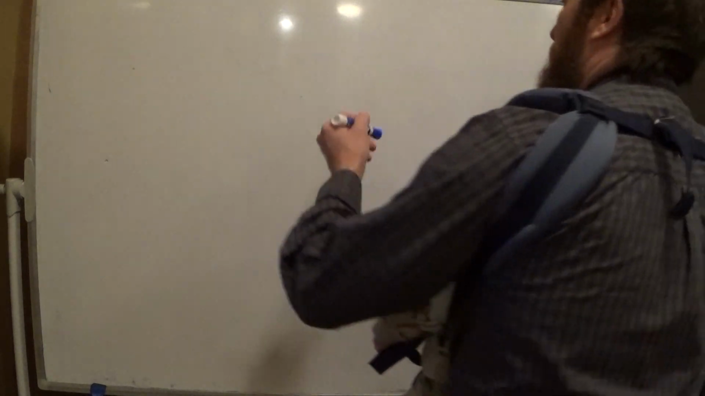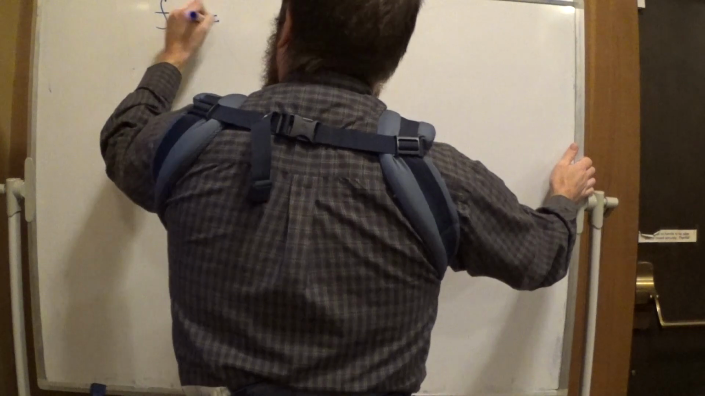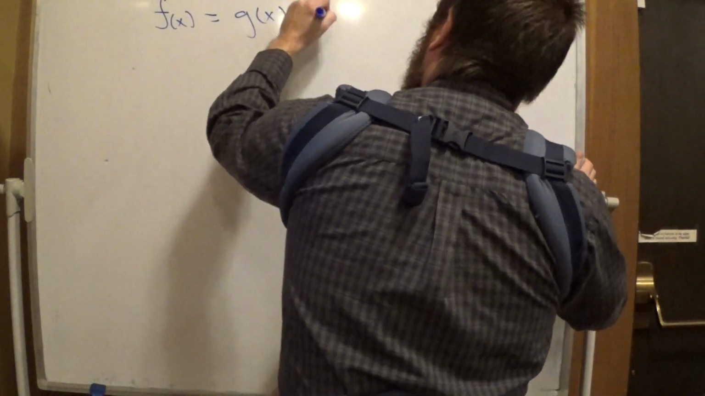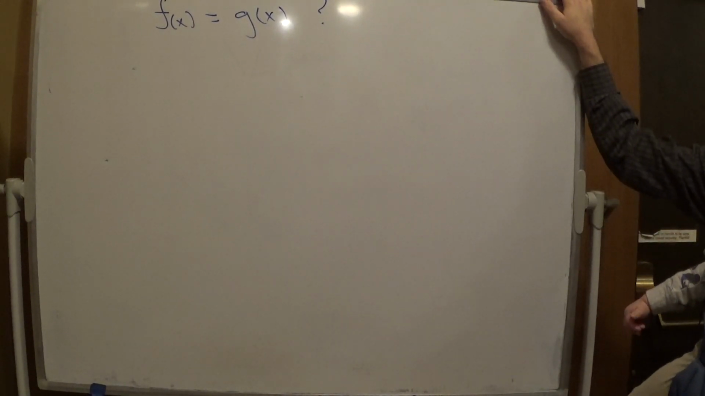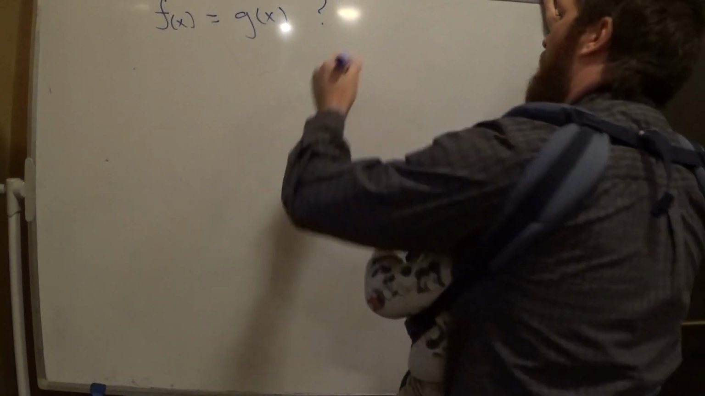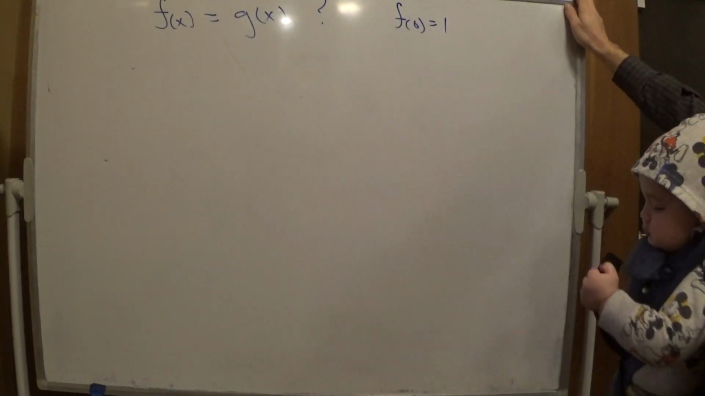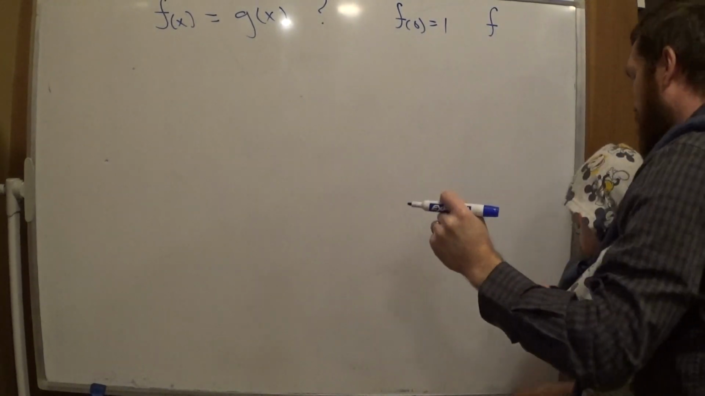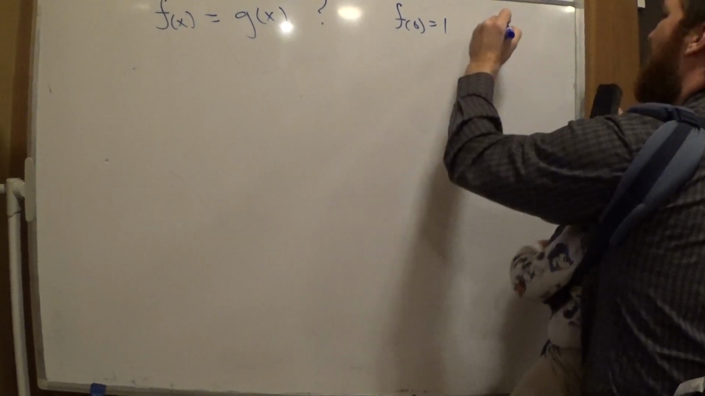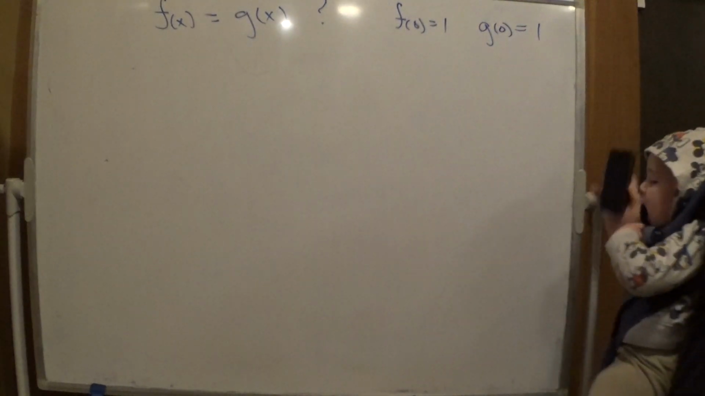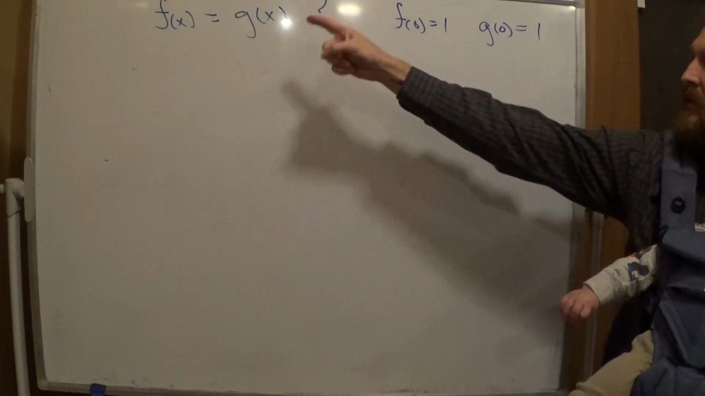Here's an example. So let's say we want to know, is f of x equal to g of x? And so I say, okay, it turns out that if I plug in a 0 into f of x, I get out a 1. And if I plug in a 0 into g of x, I also get a 1. So my question to you is, can we conclude that f of x is equal to g of x?